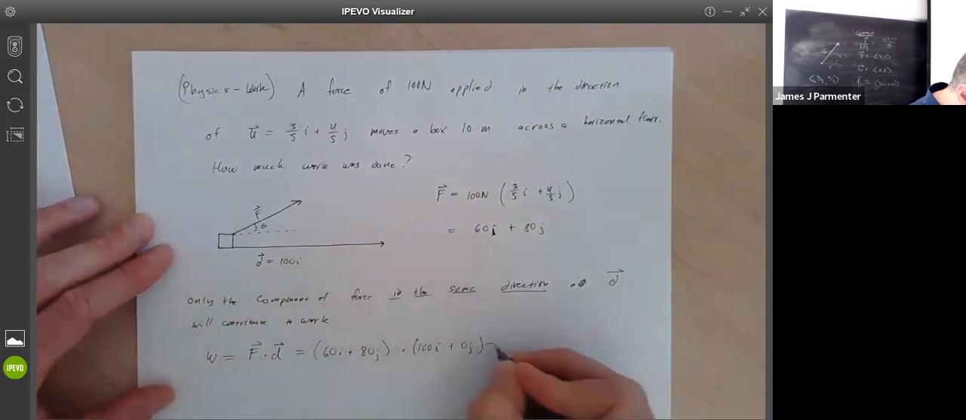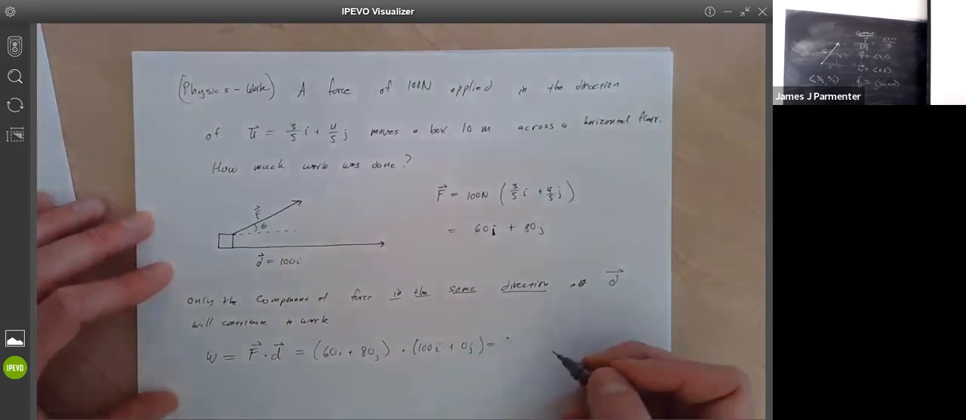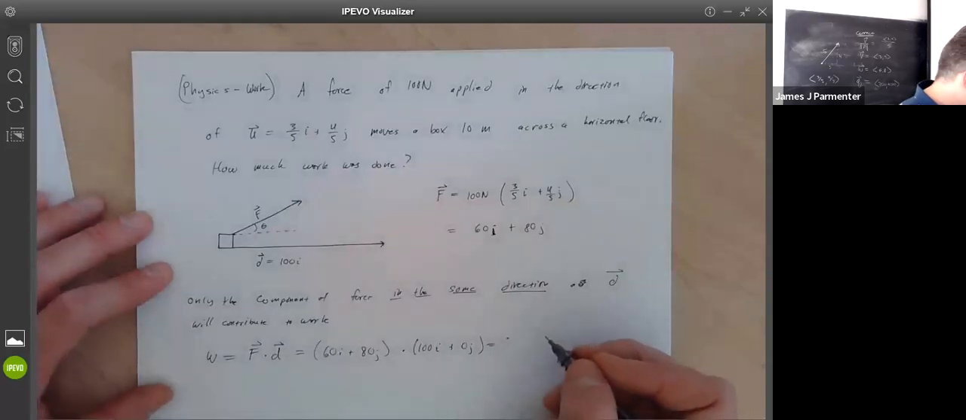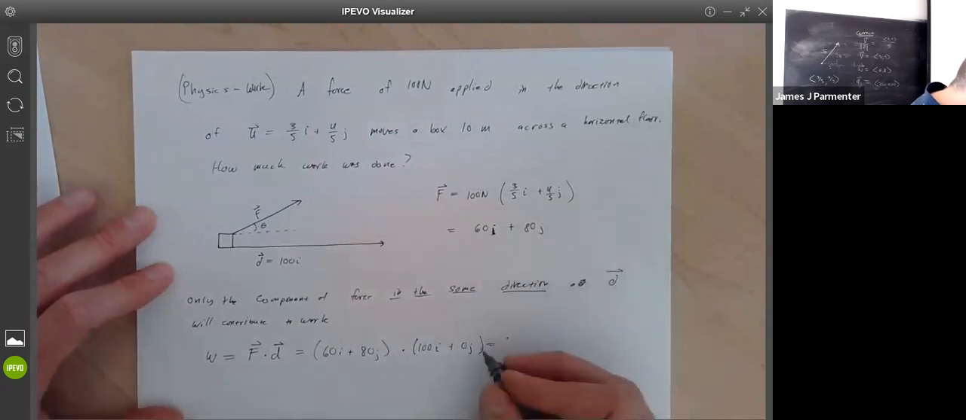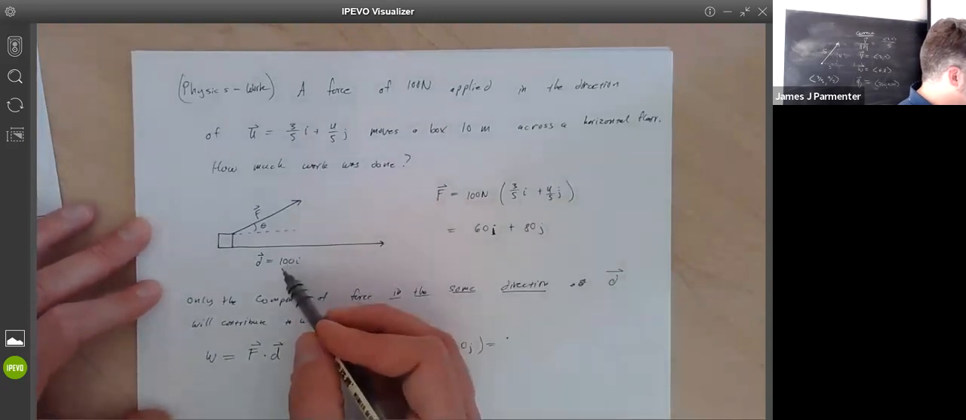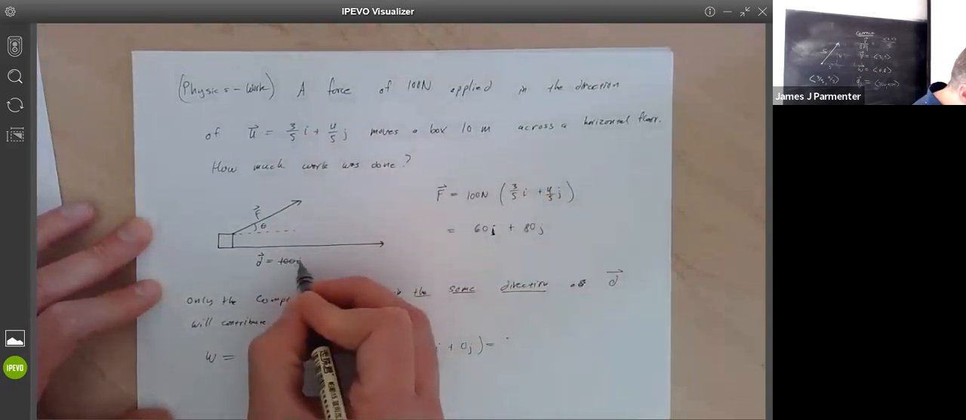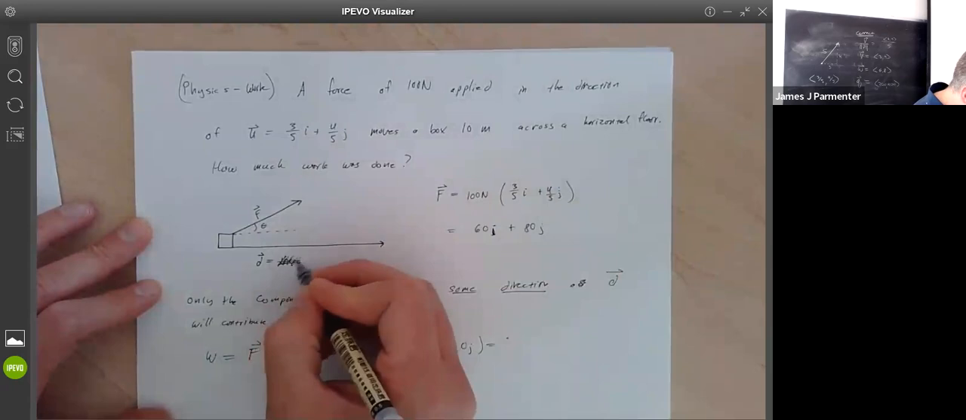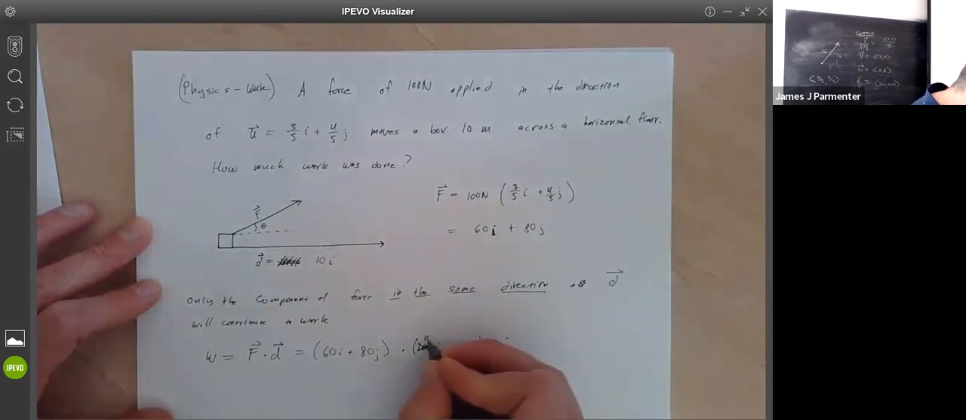Not that you really need that. And you're going to get 60 times 100. For some reason, I'm missing a 0 there. Oh, no, I'm not missing a 0 there. I've added a 0 there. I got my 100 and my 10. That should be a 10i, not a 100i. Sorry about that. So that should be a 10, not 100.